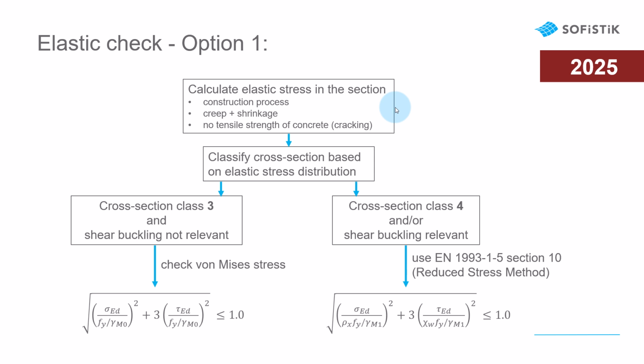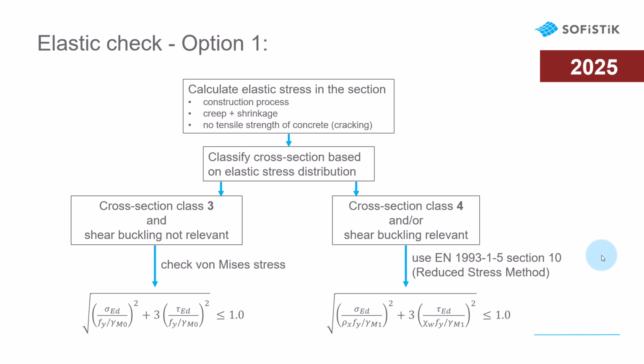Based on these calculated elastic stresses, the cross-section is classified. If it can be classified in section class 3 and shear buckling is not relevant, then the check for the structural steel is done based on van Mises stresses in the section. If the section, on the other hand, is in class 4 and/or shear buckling is relevant, then the check for the structural steel will be done by the reduced stress method. Of course, for concrete and reinforcements, the axial stress will also be checked in both cases. So, in this concept, the interaction between shear and axial stress is considered by the van Mises stress.